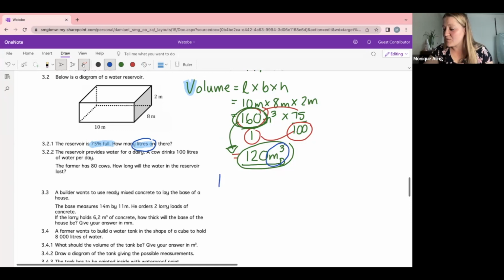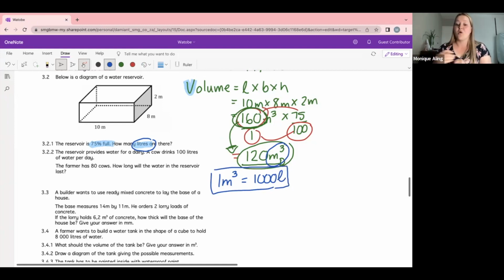So our link is, guys, 1 meter cubed is equal to 1,000 liters. This is a rule that you need to know. 1 meter cubed is equal to 1,000 liters. This is quite a complex question. I take my 120 and I times by 1,000. Because remember, 1 is 1,000, but now I have 120. So I'm timesing by 1,000, which then gives me 120,000 liters.